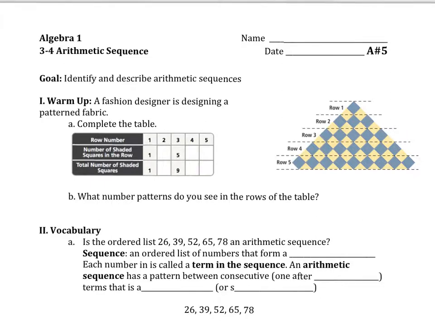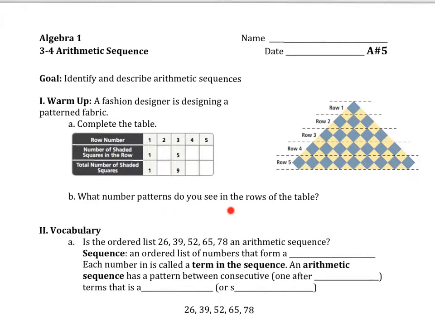So by way of warm-up, take a gander over here. We've got this fabric that is being designed by a fashion designer, shockingly so. So let's go ahead and figure out, based on the row numbers right here, and the darker ones are the shaded squares in the row. So go ahead and take a moment to fill those out.